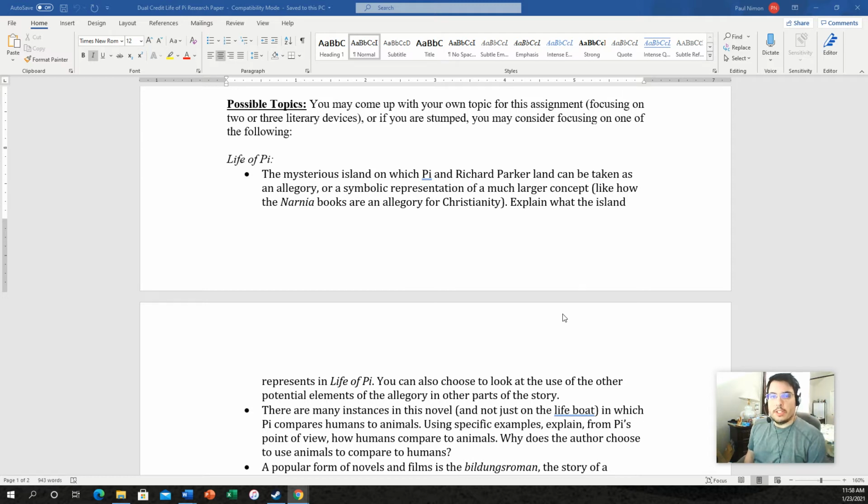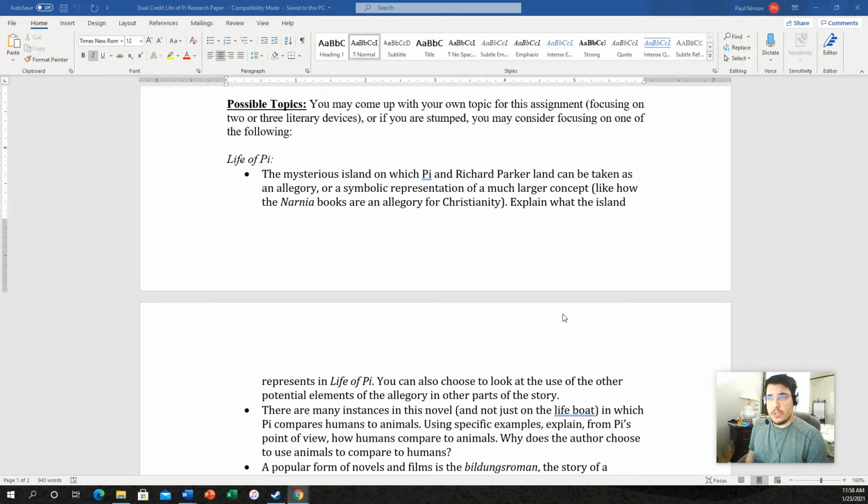Hey everyone, I wanted to talk to you today about your Life of Pi paper. We're not going to be dealing with the paper for many weeks, but you are going to be starting to read your book. And as you read your book, you want to be identifying quotes. Well, it's hard to identify quotes if you don't know what the topic of the quotes should be.